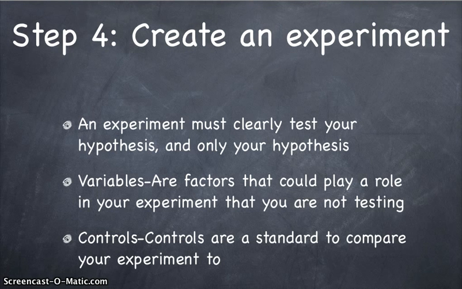In step 4 of the scientific method, we need to create an experiment. An experiment clearly tests your hypothesis and only your hypothesis. An experiment is simply a test. Variables are things that could play a role in your experiment that you're not testing. Controls are things you'd like to compare your experiment to.